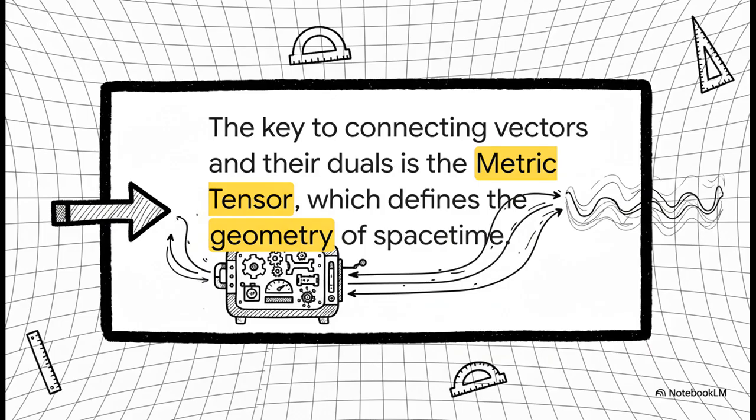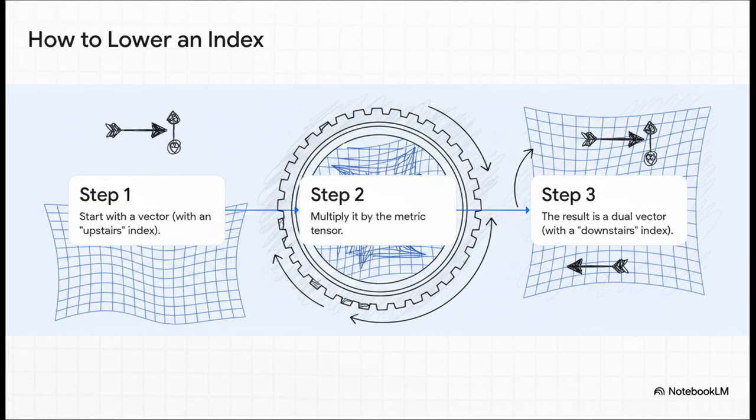The metric is what defines the geometry of spacetime. It is the rulebook for measuring all distances and all angles. And the metric tensor does something incredible. It acts like a conversion machine. You take a vector, and by convention, we label its components with an upstairs index. You multiply it by the metric, and bam, out pops its matching dual vector, which now has a downstairs index. This little trick called lowering an index is absolutely fundamental to how all this math works.